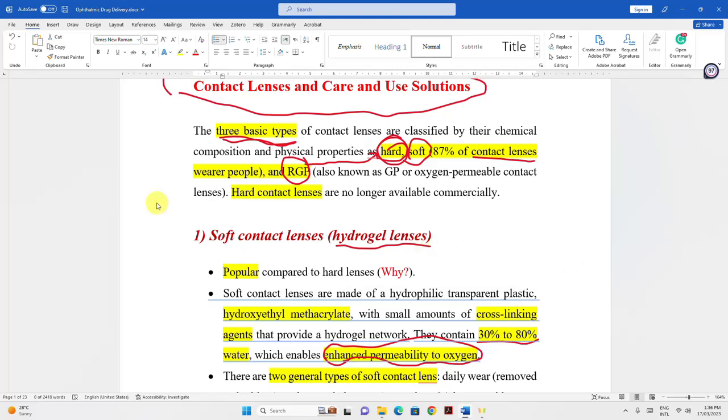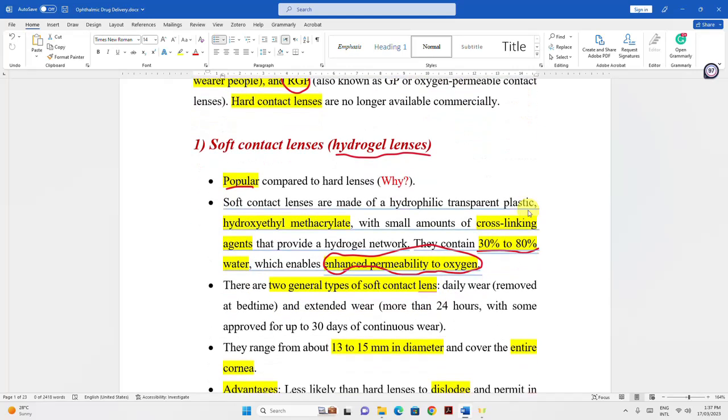Okay. Why are they popular? One of the reasons why they are popular compared to rigid gas permeable lenses or hard lenses is that they are soft, okay, and they are more comfortable to wear compared to the rigid gas permeable lenses.